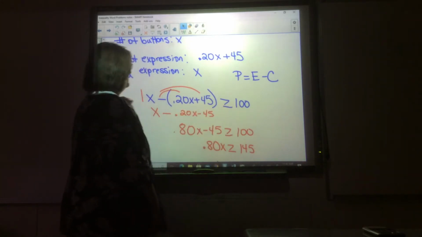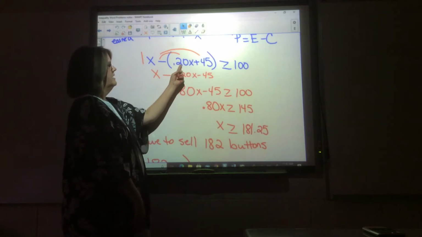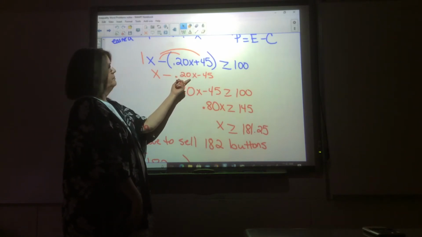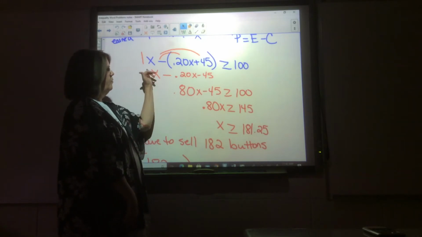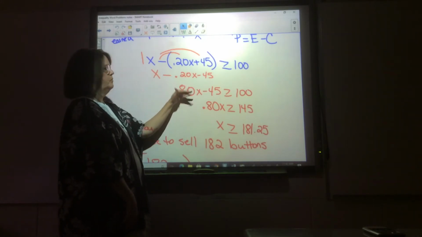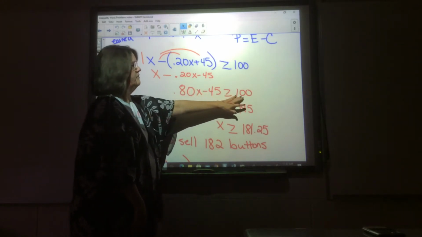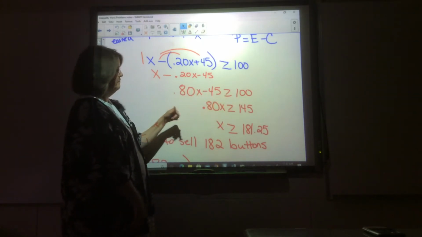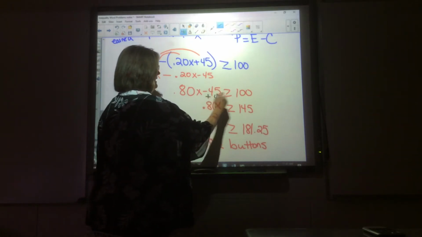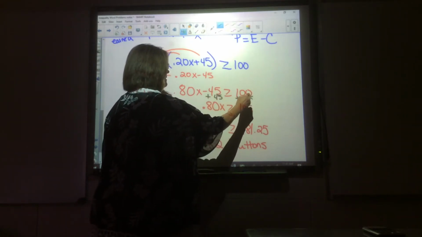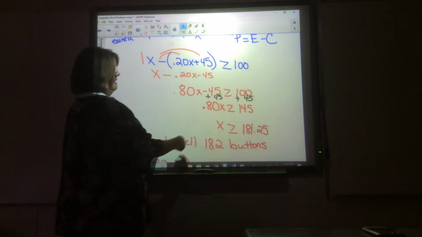equal to 100. So now we're going to distribute that minus sign throughout. That's going to change this to negative 0.20 and negative 45. Now, when I take 1 and I subtract 0.20, I get 0.80. And then minus 45 greater than or equal to 100. I'm going to move the 45 to the right side. I do that by adding. That's going to give me 145 on the right side. Then I'm going to divide by 0.8.